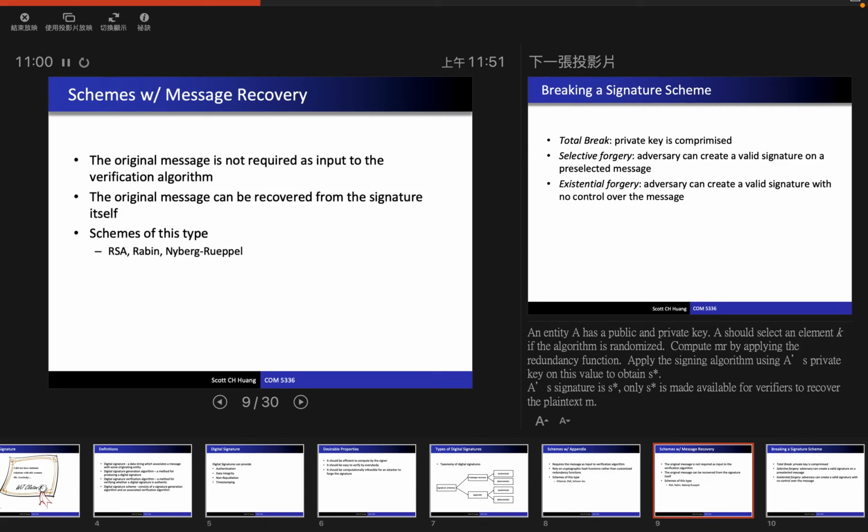Signature with message recovery: RSA has this type. The original message is not required, because it can be recovered from the signature itself. So we have RSA, Rabin, and Nyberg-Rueppel.